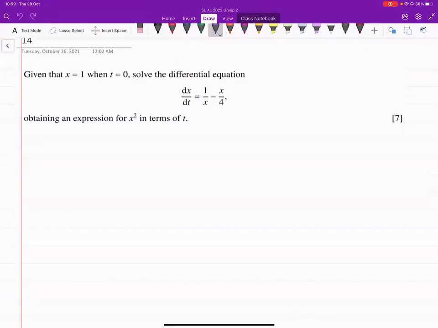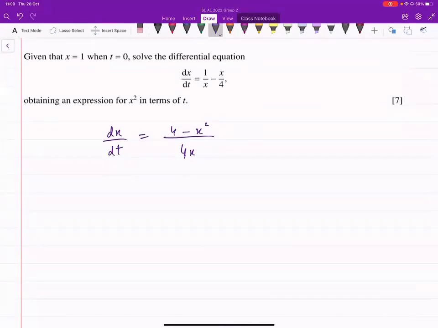So that's 28. Given that x equals 1 when t equals 0, we have to solve this differential equation. How do we solve a differential equation? We first have to separate the variables. ठीक है, dx/dt. How do we separate these variables? So यहाँ पे पहले LCM ले लेते हैं. It becomes 4x, and the numerator we've got 4 minus x square. ठीक है, we take the x terms to the left side, t terms to the right side. सारी x terms here. We take everything to the left. It becomes 4x over 4 minus x square dx equals dt.